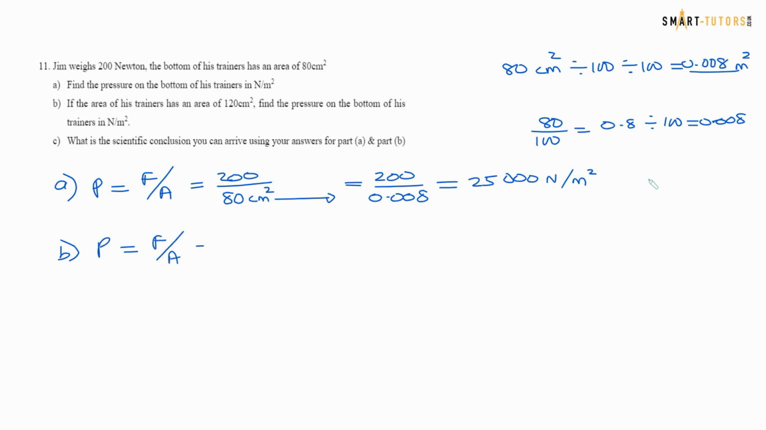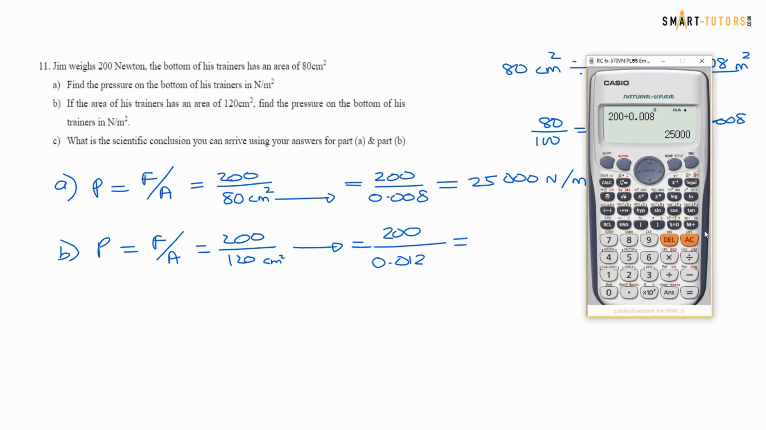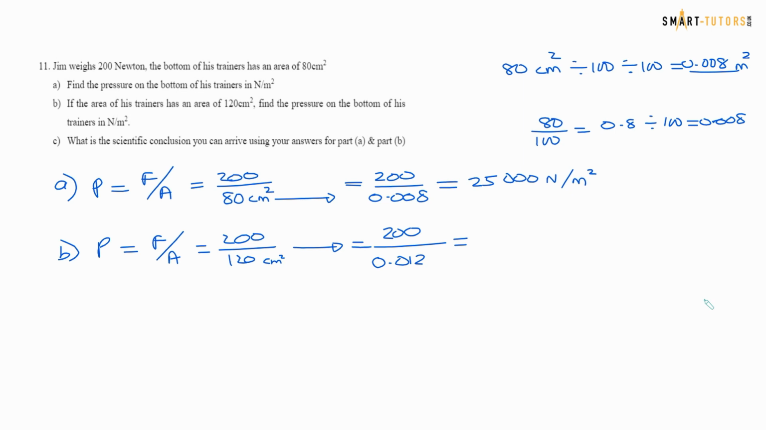So for part B, if the trainers have an area of 120, pressure equals force over area, the same, 200 over 120 now. So 120 converts to 0.012. So that is the answer for the conversion. And now divide 200 by 0.012. That answer is 16,666 Newton per meter squared.